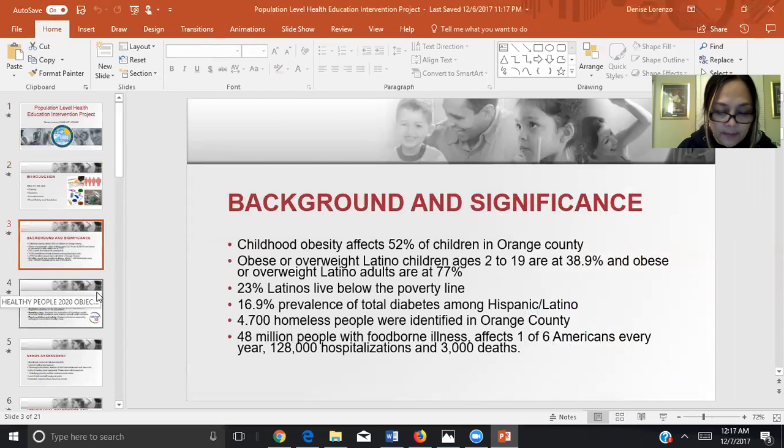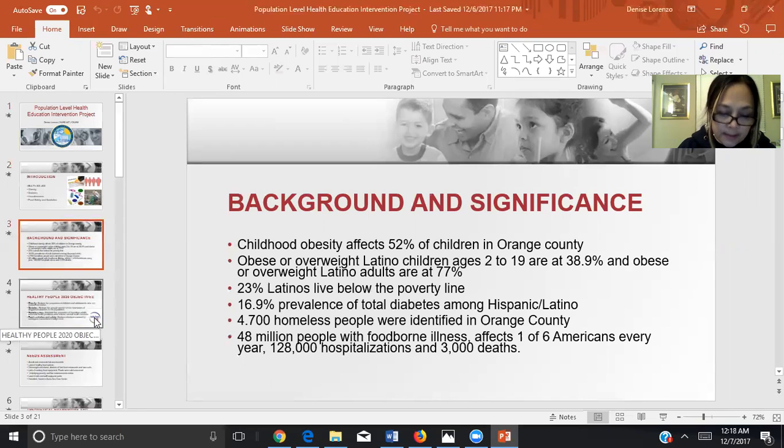According to the American Diabetes Association, Hispanics are at higher risk for type 2 diabetes than non-Hispanic Caucasians. It was found that the prevalence of total diabetes was roughly 16.9%. According to CBS LA, the city of Santa Ana has one of the largest homeless populations in Orange County. More than 4,700 homeless people were identified in a point in time count in Orange County this year.